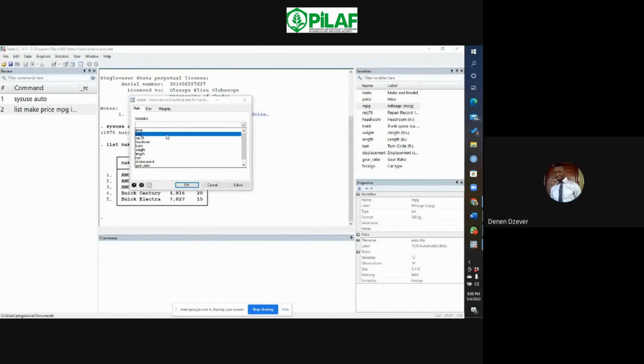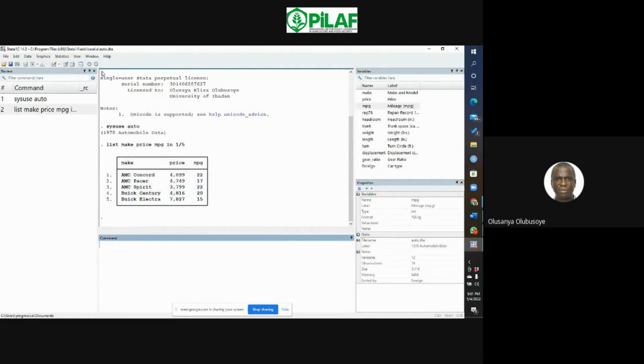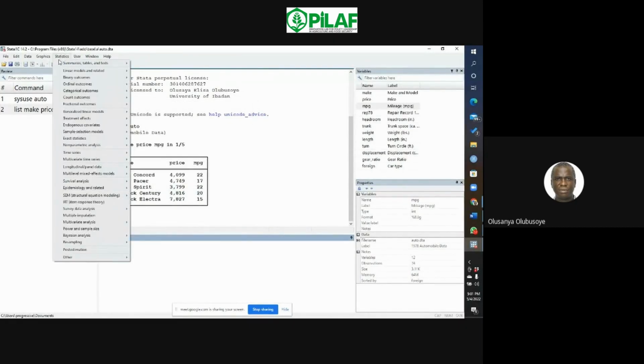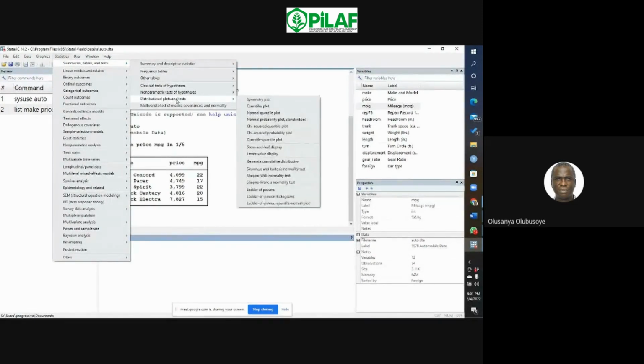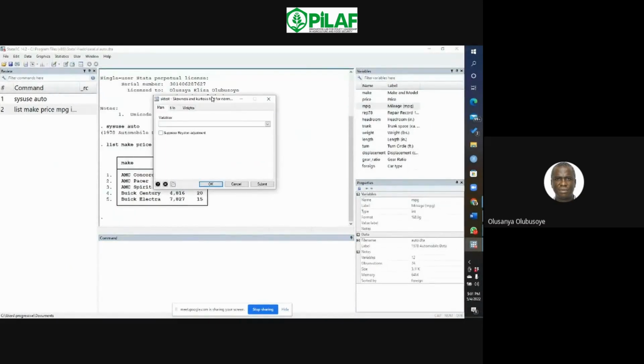Please, Prof, can you repeat that stage? So you mean how I brought this dialog box? Yes. Okay, I'm going to close it now. This is the last time I will do it. Go to statistics, then summary, tables and tests, then go to distributional plots and tests, and then come down to skewness and kurtosis normality test. Click it to have the window. And then you see the drop-down arrow. Look for the variable of interest.